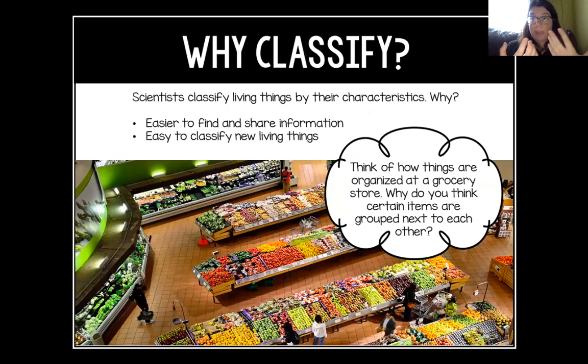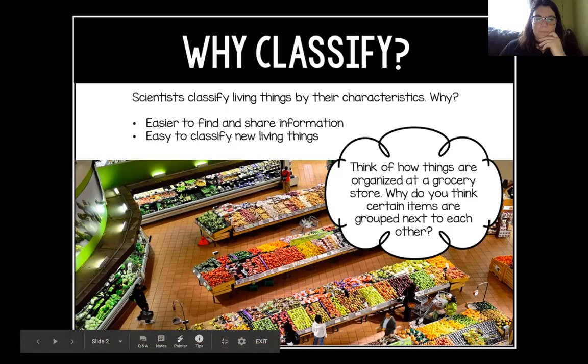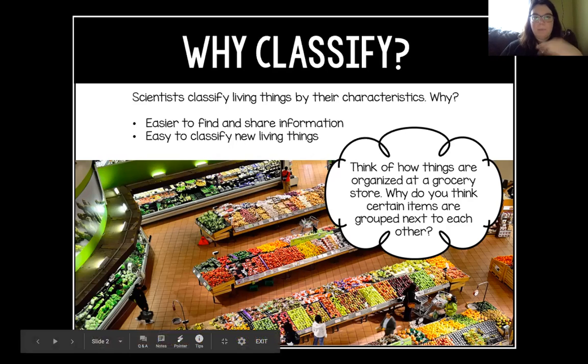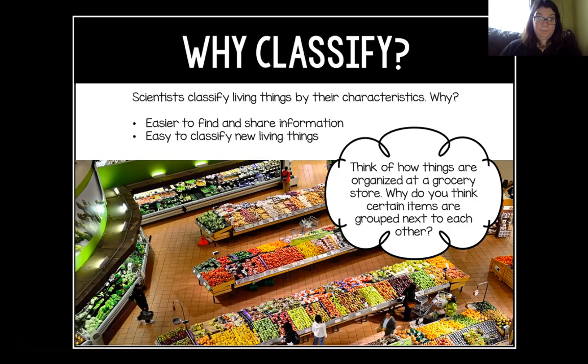One way to think of it is how things are organized at the grocery store. Why do you think certain items are grouped next to each other? If you look here, you see the fruits, usually all the apples are together in one row. Most grocery stores are classified this way, and you have the produce section, all of your fresh fruits and vegetables. Next time you go to the grocery store, pay attention. Why is it that certain things are grouped close to each other? It's the same thing with animals.